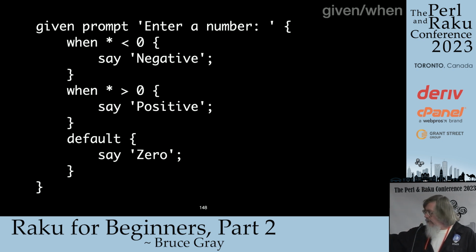We have given when, which is like a switch case statement on steroids. We can use it to get the num variable out of our previous program. So the prompt happens. Given runs the prompt. So it's the value that given's running on. It goes into $_. When, every time you see a star there, it's running on $_.